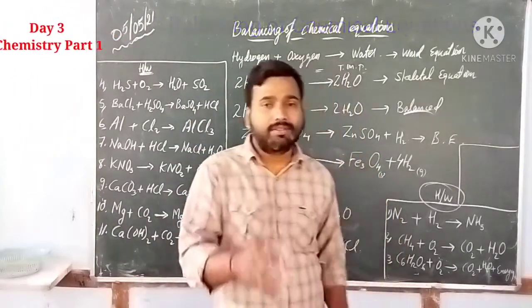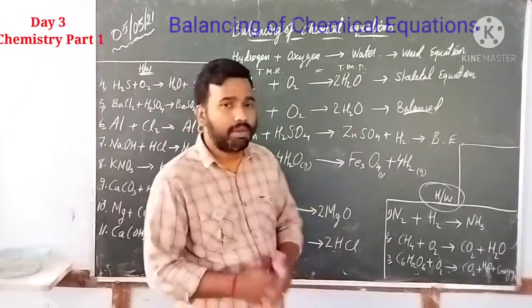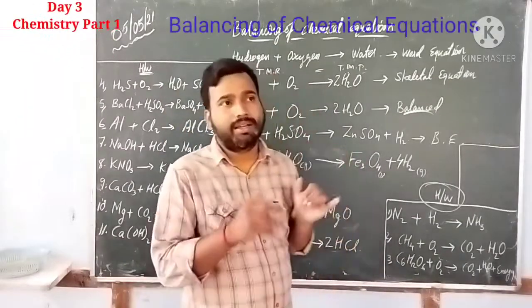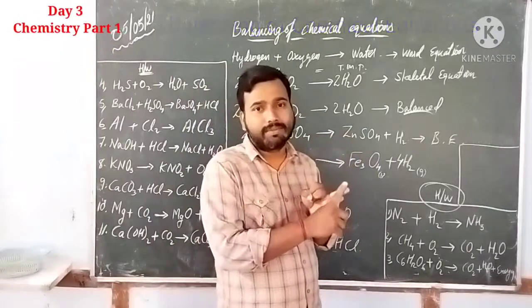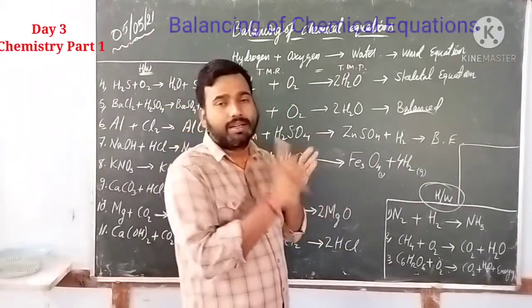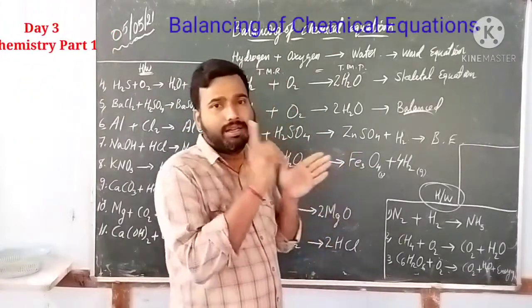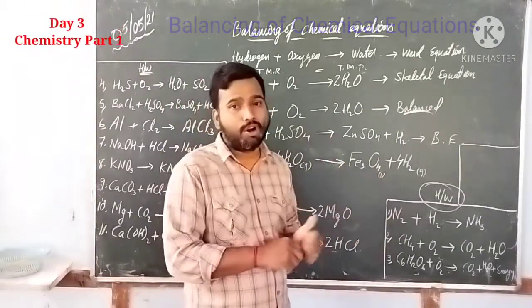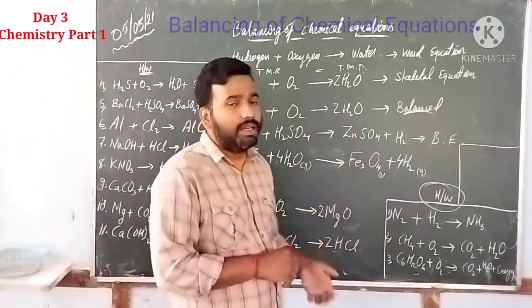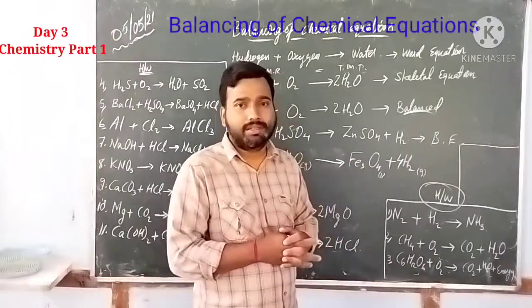Okay. And the next day we will discuss the types of chemical reactions. Number 1, combination reaction, the second, decomposition reaction, then displacement reaction, then double displacement reaction, then redox reactions. So mainly these 5 categories we will discuss in this chapter.